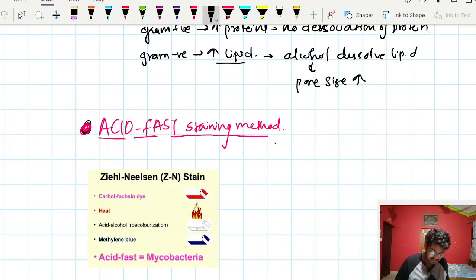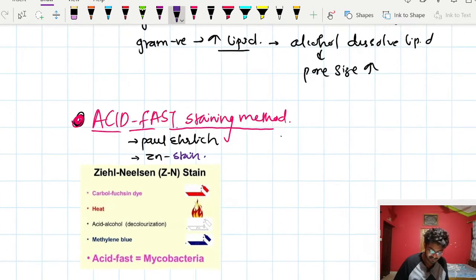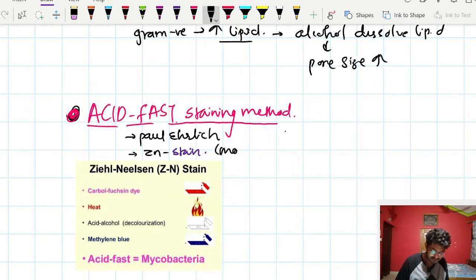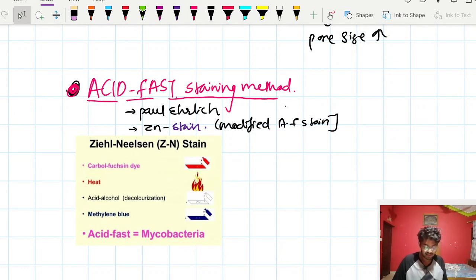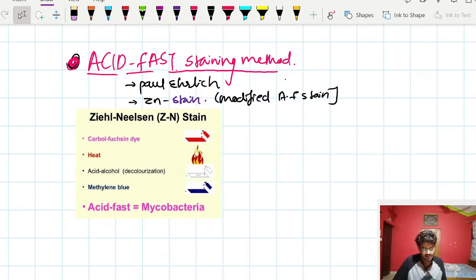So acid fast staining was introduced by Paul Ehrlich, but later it was modified. It is called the ZN stain, that is Ziehl-Neelsen stain. This is the modified acid fast stain, founded by Ziehl and Neelsen. Acid fast staining is introduced by Paul Ehrlich, and later it was modified as the ZN stain by Ziehl and Neelsen. So now it is known as the ZN stain.